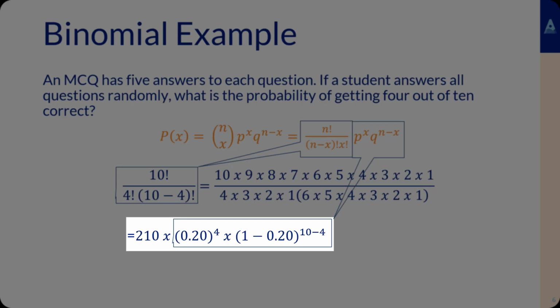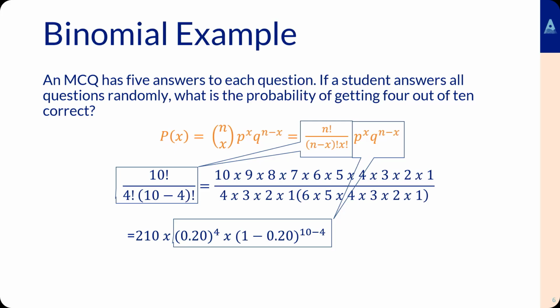And then the second term is p to the power of x, q to the power of n minus x. So p is the probability of getting it correct, which is 0.2, so 0.2 to the power of 4 multiplied by 1 minus p, 1 minus 0.2, to the power of 6. And that comes out at 0.0016 by 0.262144. So the final answer is 0.0881 or 8.8%.